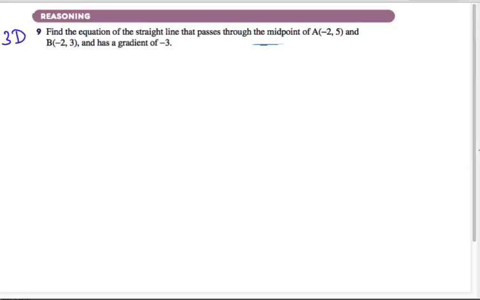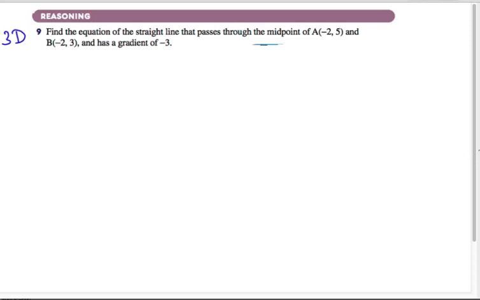So here's a question, a reasoning question that looks like something we've done before. It's finding the equation of a straight line, but there is the midpoint involved as well. So this line passes through the midpoint of A and B, and the gradient of -3 is given. So the line does not pass through A, nor does it pass through B.